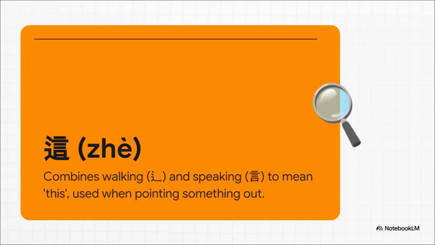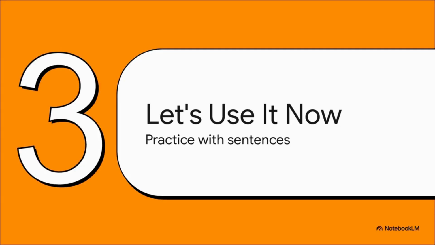And there you have it. That's the secret. The character Zhe means this because it literally combines walking and speaking into a single idea. This story is just a powerful little memory trick to lock it in your brain. Just think, walking, talking, pointing, this. All right, now that you've totally cracked the code and you know the story, this character belongs to you.